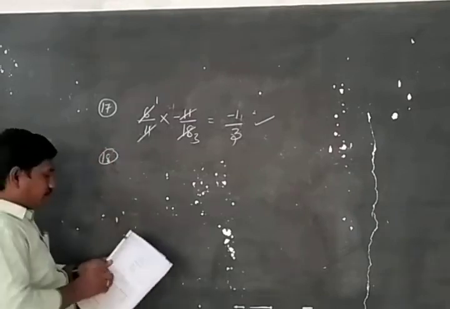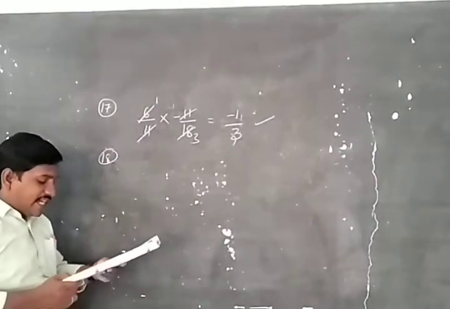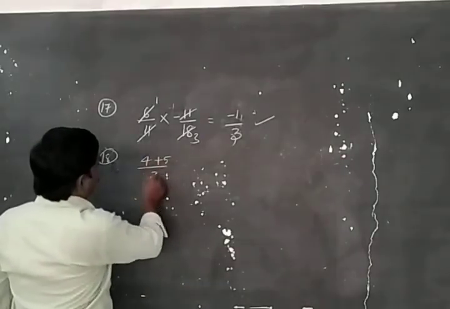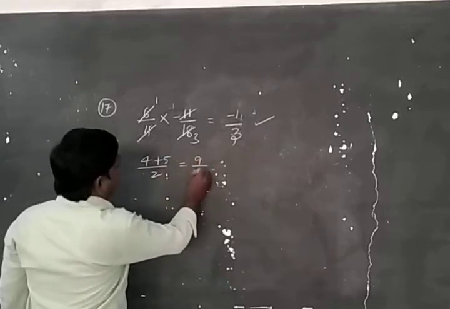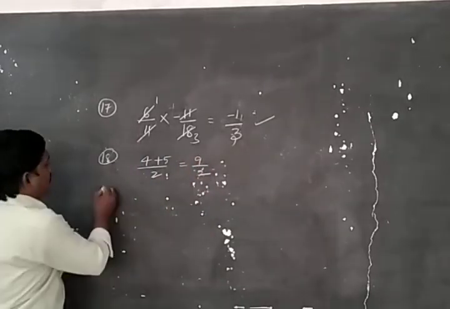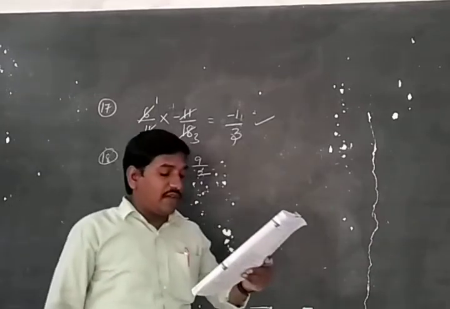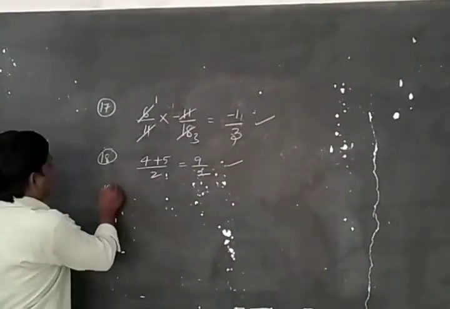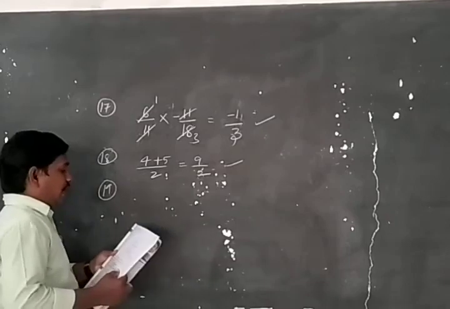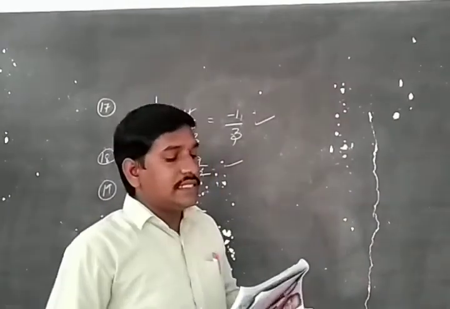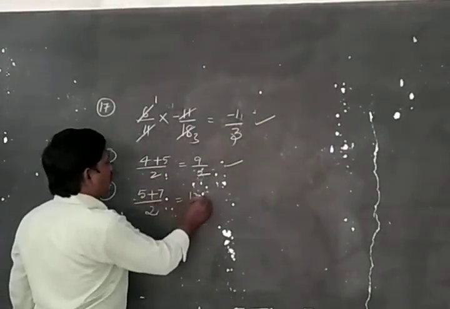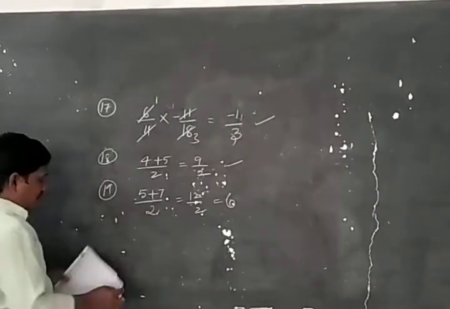18th one. A rational number between 4 and 5. 4 plus 5 by 2 equal to 9 by 2. 9 by 2 is the rational number between 4 and 5. Okay, 19th one. A rational number between 5 and 7. 5 plus 7 by 2 equal to 12 by 2 equal to 6.